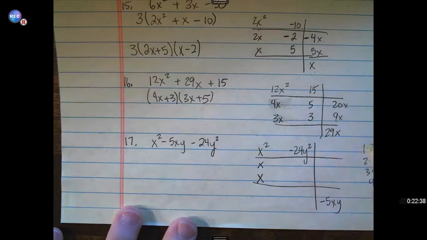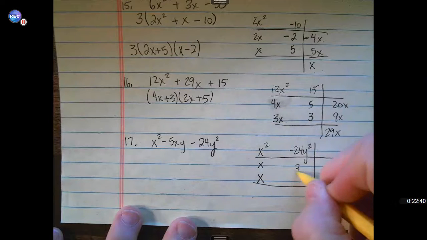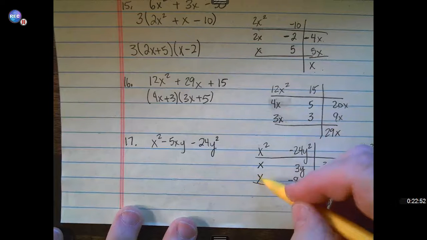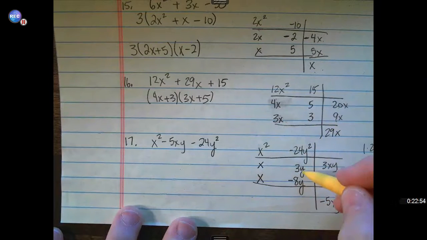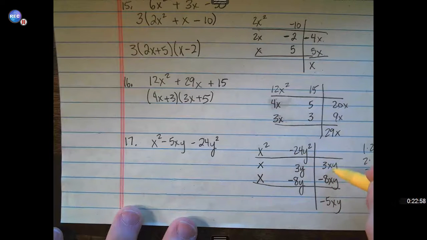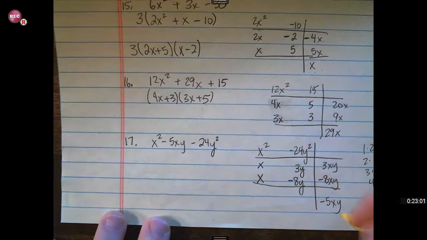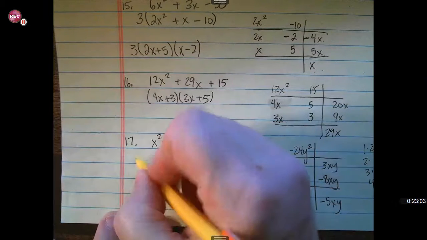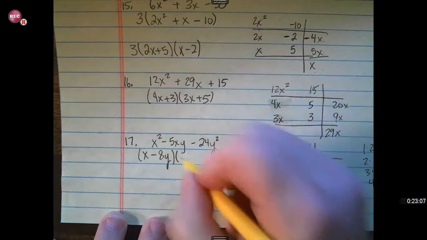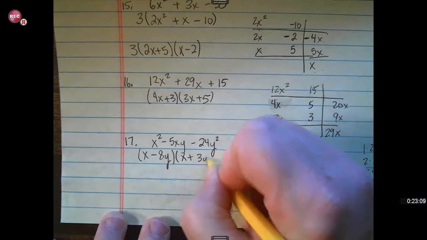So I'm going to put a 3y and an 8y, and I multiply across, I get 3xy, 8xy, and I want the 5 negative, so I need the 8 negative. And then that times that is that. Negative 8y times 3y is negative 24y squared, and 3xy plus negative 8xy is negative 5xy. My answer is the quantity x minus 8y times the quantity x plus 3y.